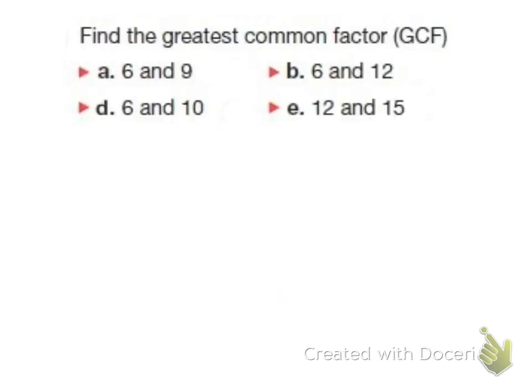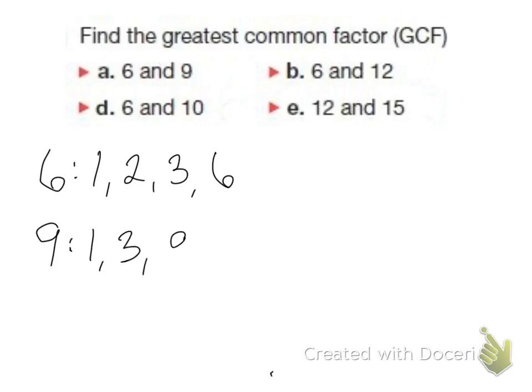Let's find the greatest common factor of these numbers. 6 and 9. The factors of 6 are 1, 2, 3, and 6. The factors of 9 are 1, 3, and 9. So the greatest common factor of 6 and 9 is 3.